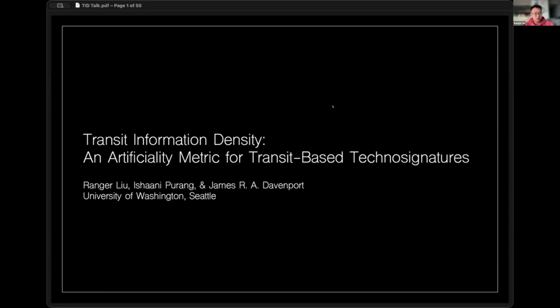Today I'm going to talk about transit information density as an artificiality metric for transit-based technosignatures.